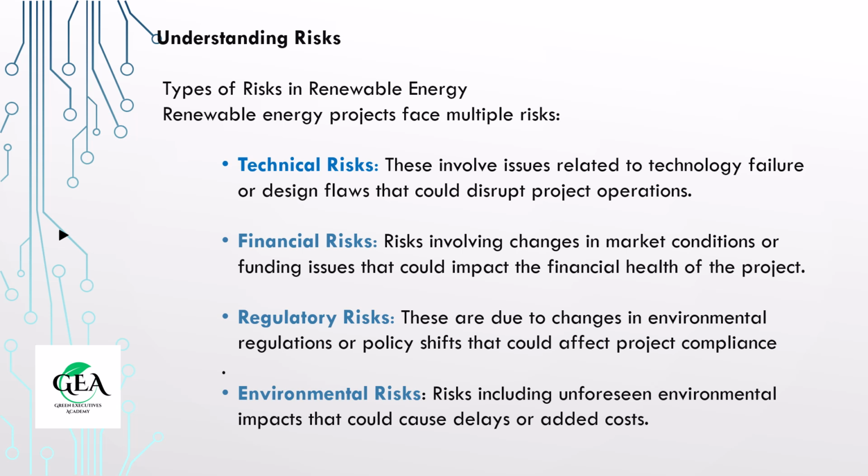Financial risks often arise from fluctuations in market conditions or funding challenges. For instance, a sudden rise in interest rates could increase the cost of financing a solar farm. Regulatory risks involve changes in government policies or environmental regulations which could impact project timelines or compliance requirements. A case in point might be a new regulation that restricts land use for renewable projects.